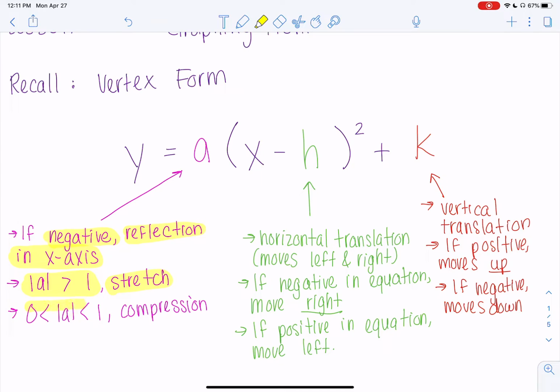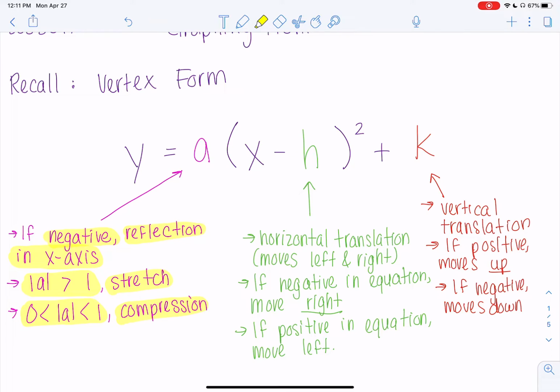The alternative is that I have a number that is between 0 and 1. For example, I could have a half, a quarter, 7/8, 0.2, something like that. If I have a number like that, it's been compressed. This means that our graph should look shorter and wider. It's as if I took my hand on top of it and squished it down.